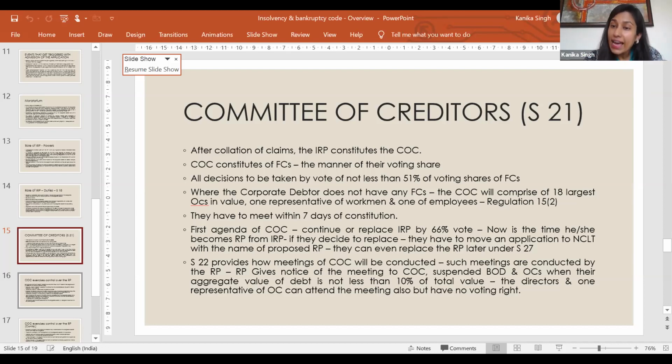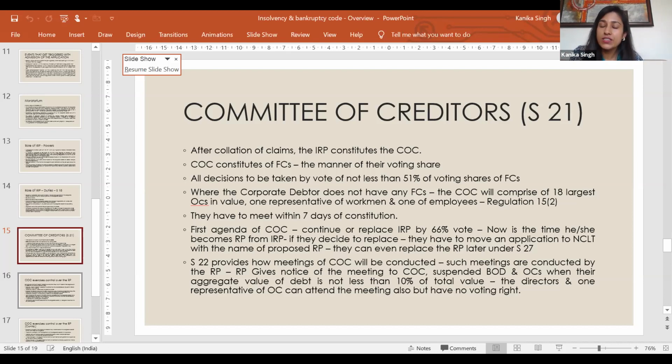Operational creditors can form a part of the committee of creditors only if there are no financial creditors. If there are no financial creditors, then I've set out in point 3 of this slide how operational creditors will become a part of the committee of creditors. This is provided again in regulation 15.2 of the Insolvency of Corporate Persons Regulations.